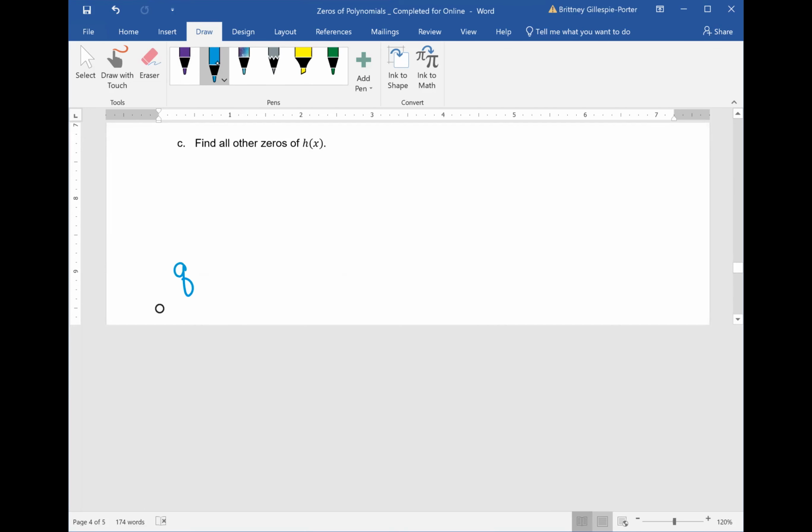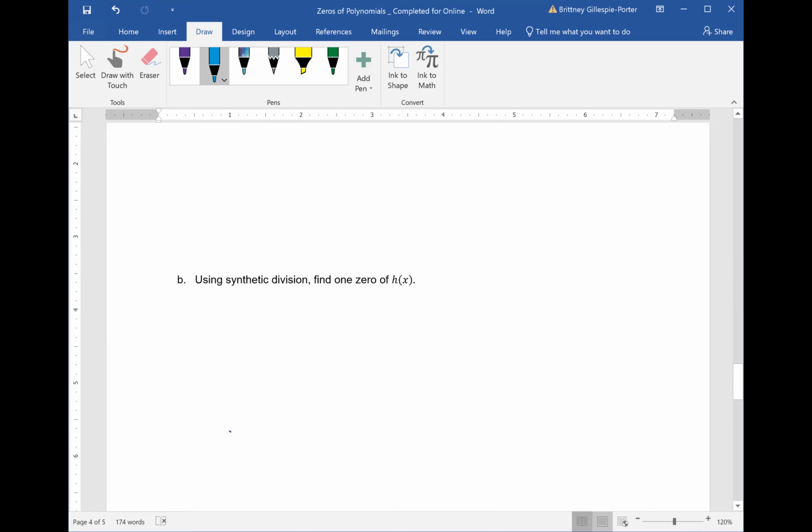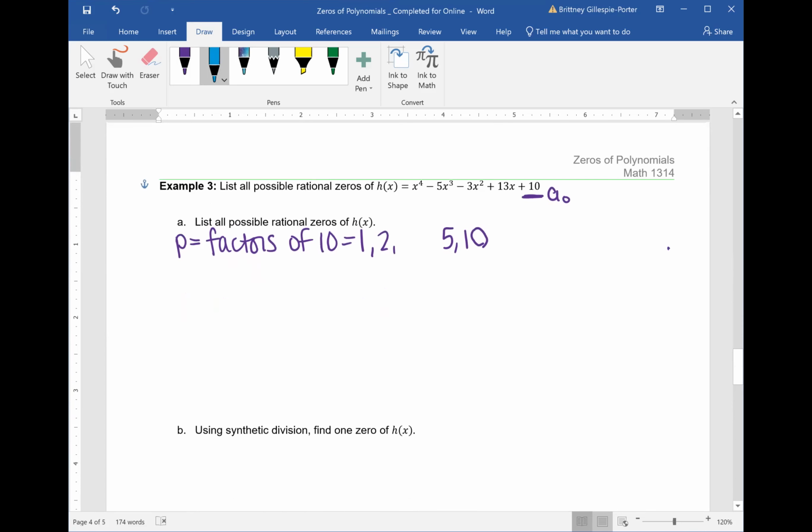Q, I apologize. Q is going to be our factors of our leading coefficient, which is 1. Remember, if it's not there, it's a 1. And the only factor of 1 is 1.